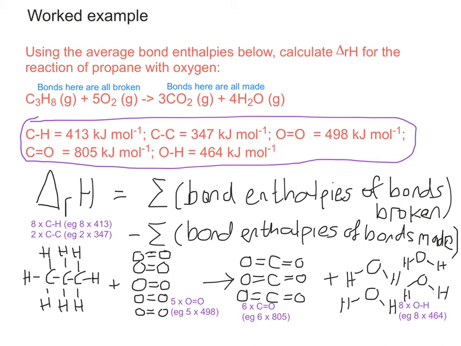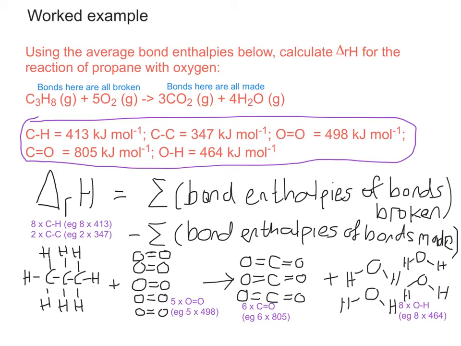You then react that with 5 oxygen molecules. All of the oxygen molecules have to be broken apart, so the oxygen atoms can be redistributed. So therefore 5 lots of 498 have to be added. So that's what the bonds that are broken are. So that's all totaled up as the total of bond enthalpies of bonds broken. Now we look at the product side.